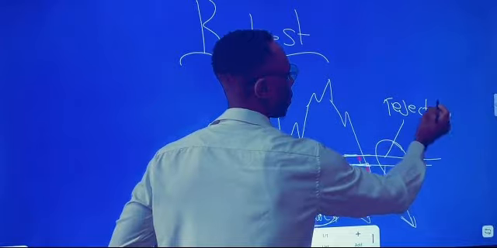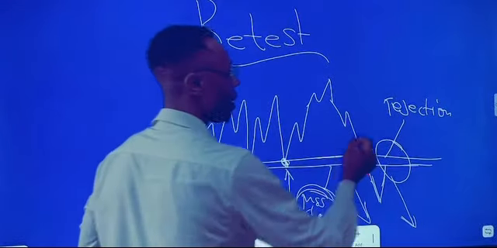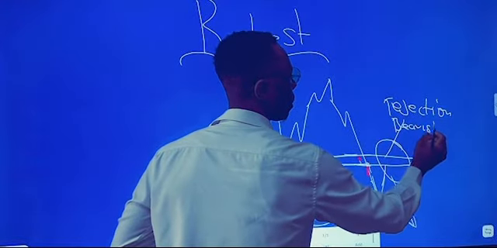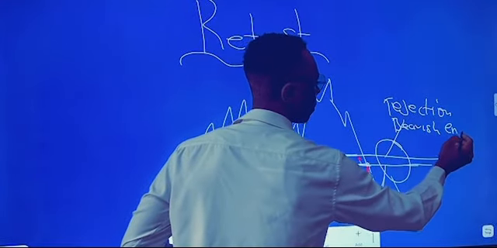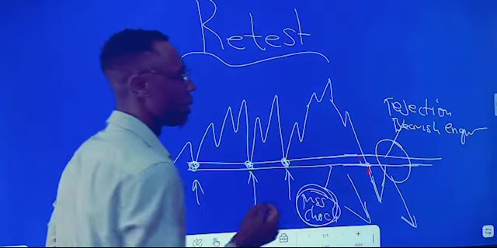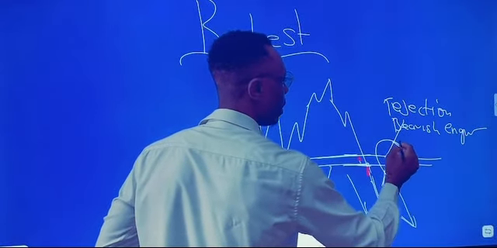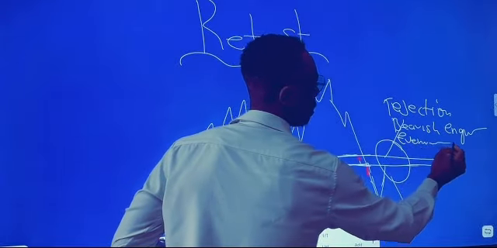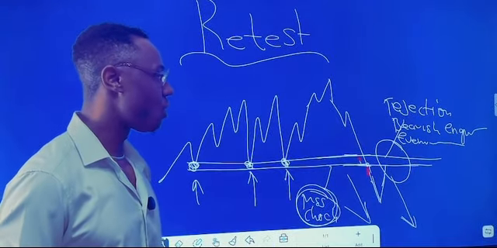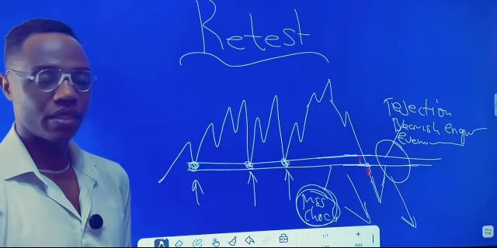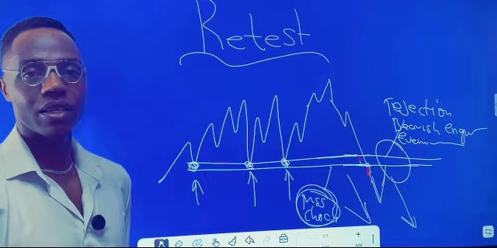What do you have to see again? Bearish engulfing. What do you have to see again? You can see an evening star. Retest is not only for bearish. Retest is for bullish and bearish. There's no single strategy. Every strategy has its bearish side and bullish side.